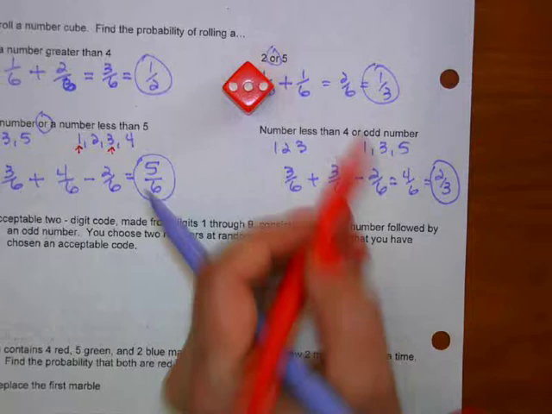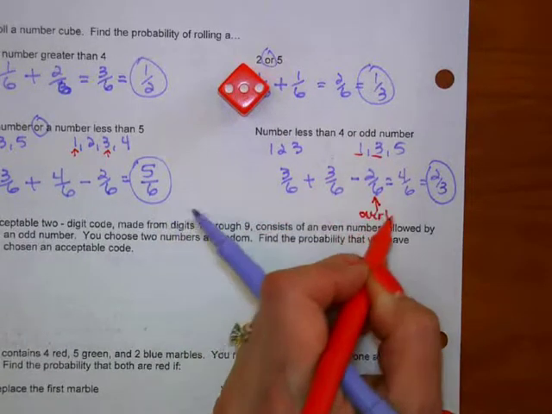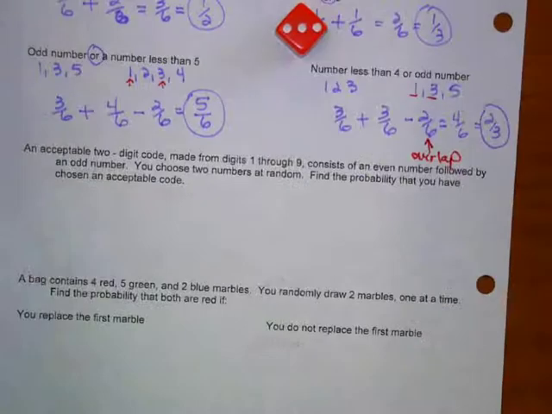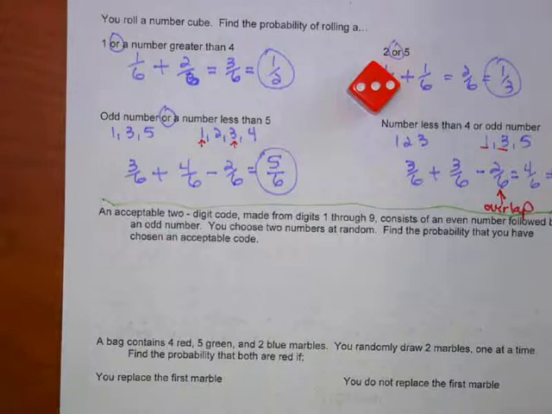Okay, almost done here. So wait a minute. This is working with compound events. That was the first thing we talked about here. Compound. These are working with independent and dependent probabilities. Here's where you're going to start multiplying. So look at the difference here.